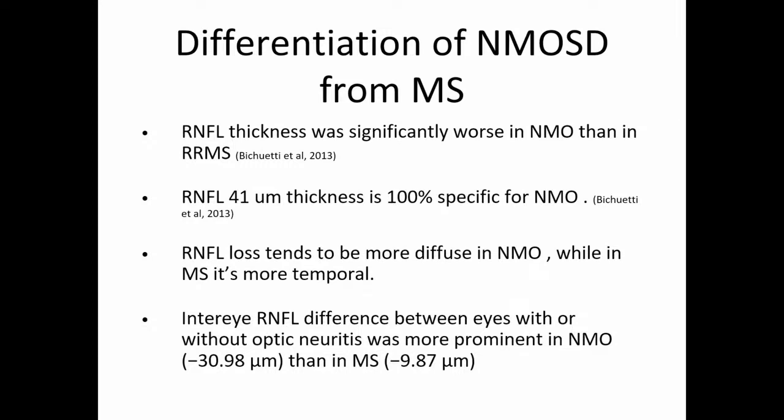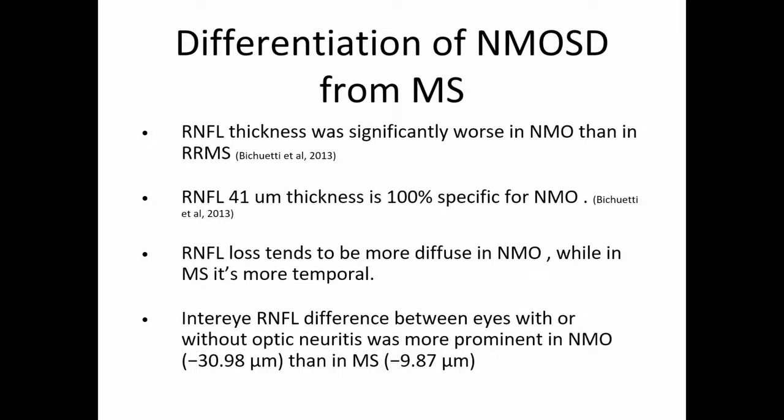Recently, we've started using OCT to differentiate different types of optic neuritis, so we can try to differentiate NMO optic neuritis from typical MS optic neuritis. And generally speaking, retinal nerve fiber layer loss tends to be more severe, significantly worse in NMO than in MS optic neuritis. There are some studies that showed that if you lose about 41 microns of thickness, this is almost 100% specific for NMO. Remember, with a typical optic neuritis, you lose about 10, maybe 15 microns.